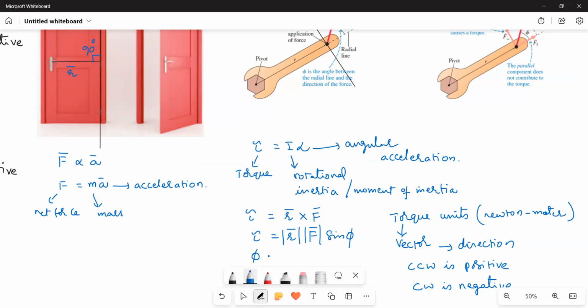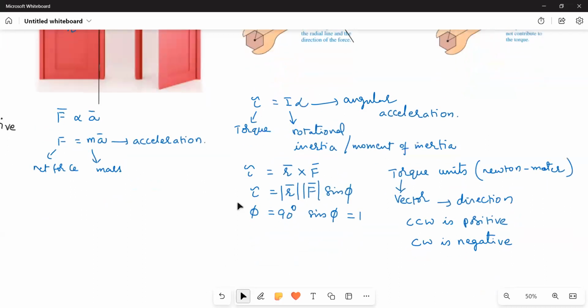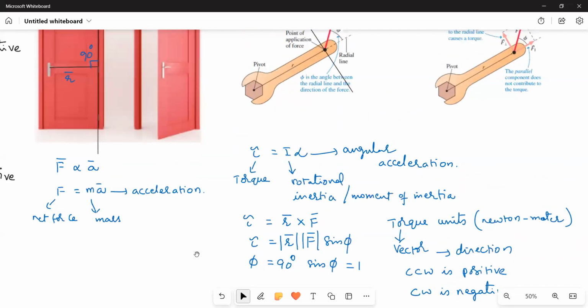If phi is equal to 90 degrees, sine phi is equal to 1, so torque is maximum. Suppose R and F are fixed, then for an angle of 90 degrees, the torque will be maximum. For any other angle, torque will be less than this one. Suppose you keep R and F constant and increase the angle up to 90 degrees, then at 90 degrees you will get the maximum torque.